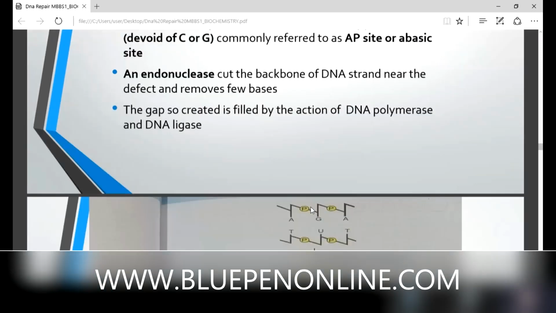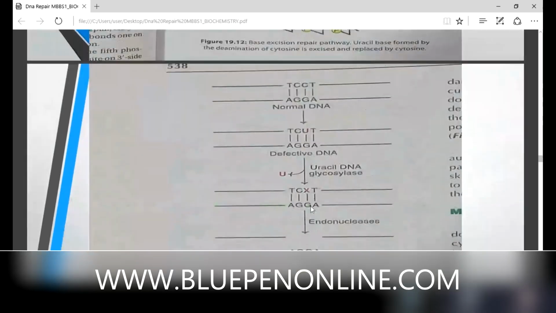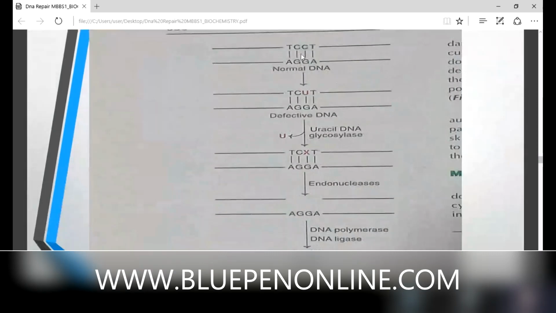This diagram is easier than the next diagram. This is the normal DNA. Any problem in this normal DNA? Thymine, adenine, cytosine, guanine, thymine, adenine. Normal DNA. But the C that is in blue color stands for an abnormal base. What happened to cytosine? Cytosine underwent deamination and is converted to uracil. Then it is converted to defective DNA. Is it normal or defective? Defective. So we have to remove this base.